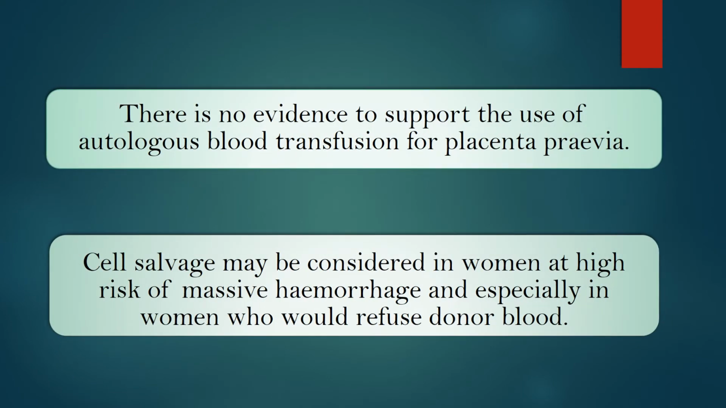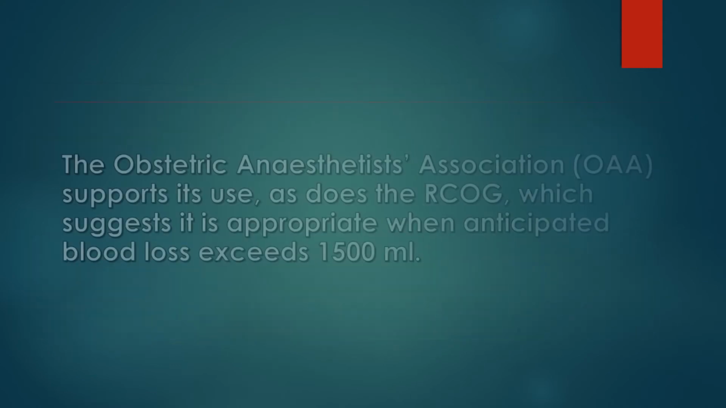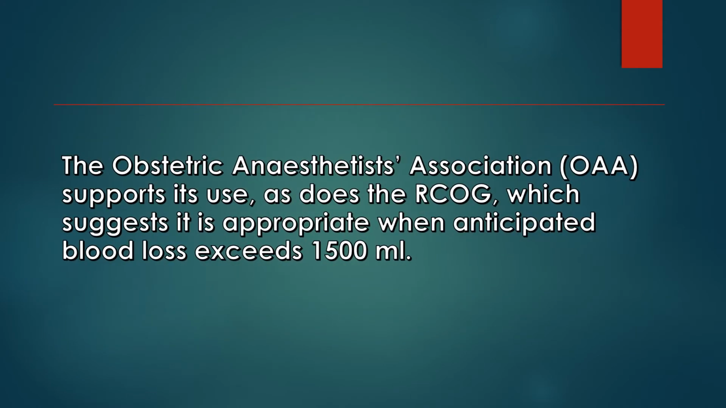There is no evidence to support the use of autologous blood transfusion for placenta previa. Cell salvage may be considered in women at high risk of massive hemorrhage, and especially in women who would refuse donor blood. The Obstetric Anaesthetists Association, or OAA, supports its use, as does the Royal College of Obstetricians and Gynaecologists, which suggests it is appropriate when anticipated blood loss exceeds 1,500 milliliters.